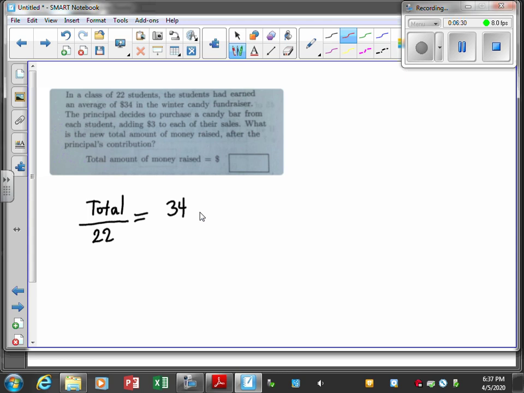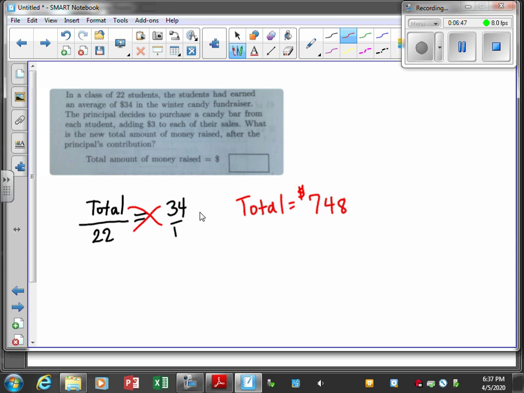So if I put that over 1, I could cross multiply and just get the total is equal to 22 times 34, which is going to be $748. So the first amount was $748.